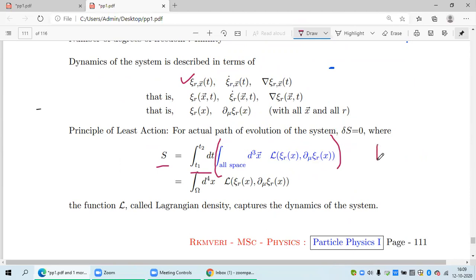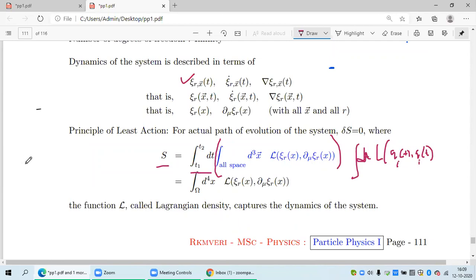But this total L now, since x, this position, is an extra parameter in your theory, other than classical mechanics, an extra continuous parameter. Earlier you had only i, which is a discrete parameter. So therefore we only wrote the integral of dt L. q_i, q dot are all functions of t. Not only that, it is a function of all these q_i's. Earlier we wrote it that way.